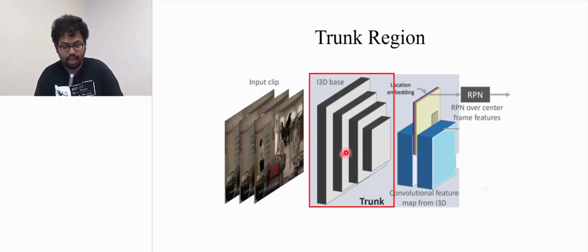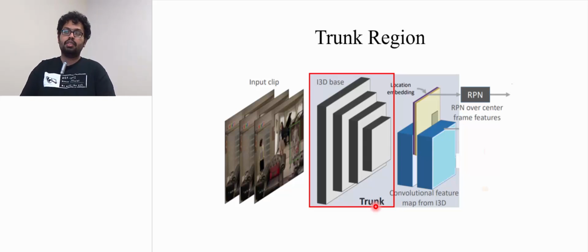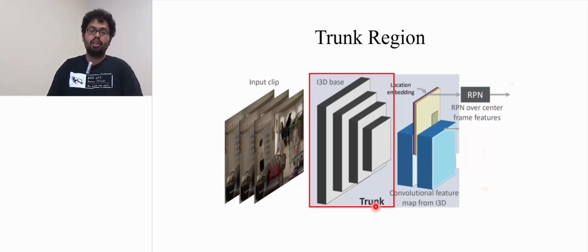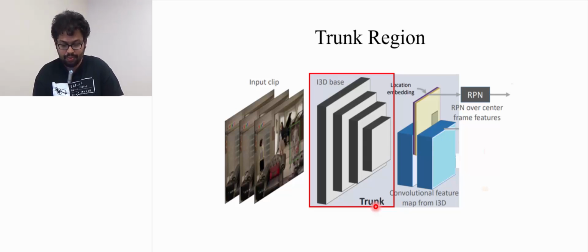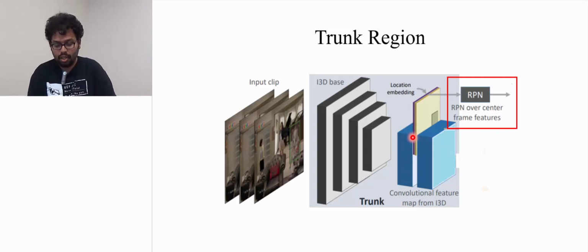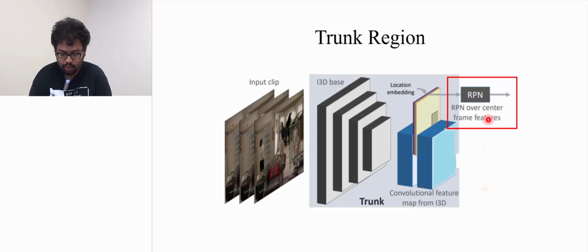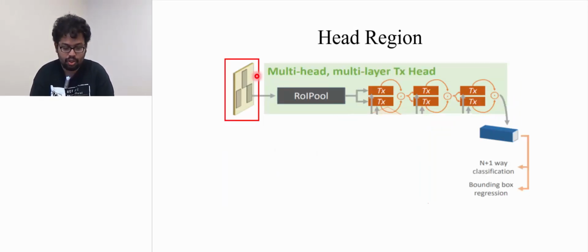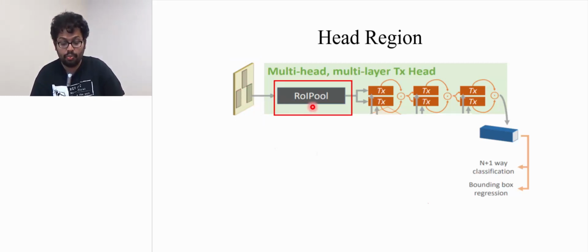After this, it is passed through an I3D network. An I3D network is basically a 3D convolution network which is capable of capturing both spatial and temporal information. They extract features from this I3D network, which is represented here by this blue cube. They clip the center region and they claim it as their query feature, which they pass through a region proposal network. These are the different regions extracted by the region proposal network, which are then passed into the ROI pooling layer.